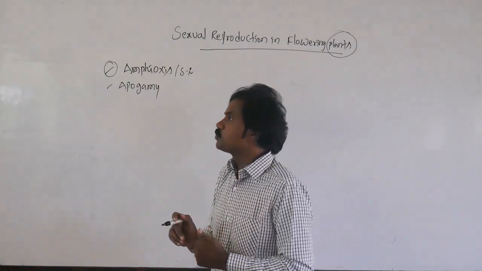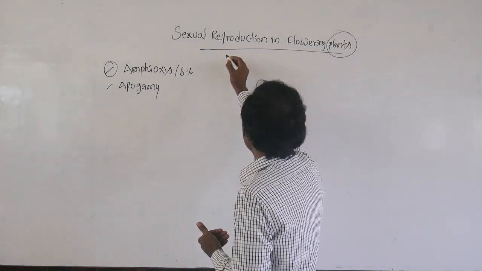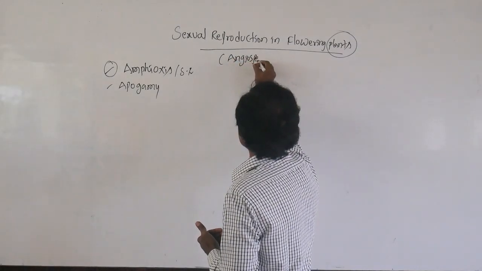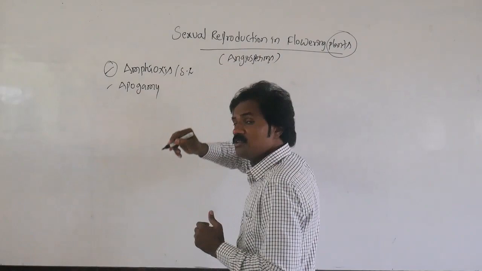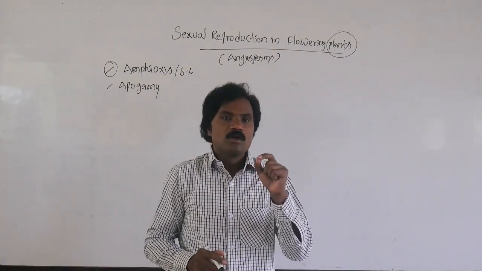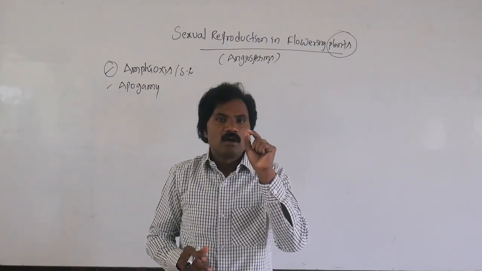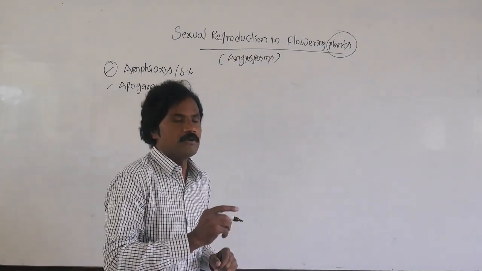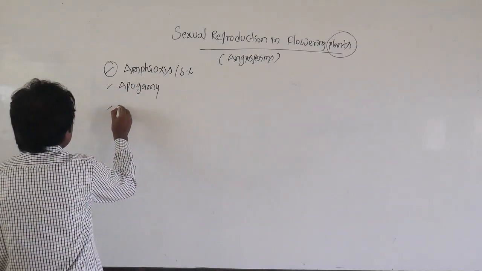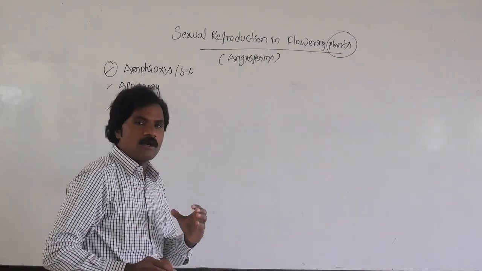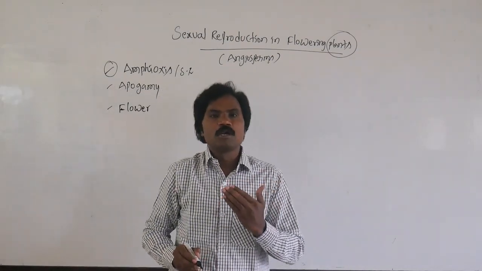Sexual reproduction is normally observed in angiosperms, that means flowering plants only. The name itself represents it. So what is the part which represents the sexual mode? It is nothing but the flower. It is a modified shoot.